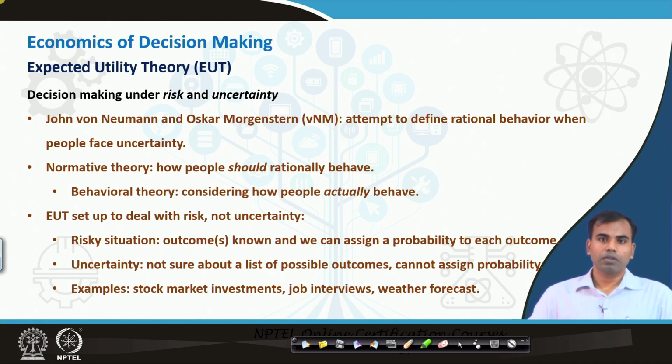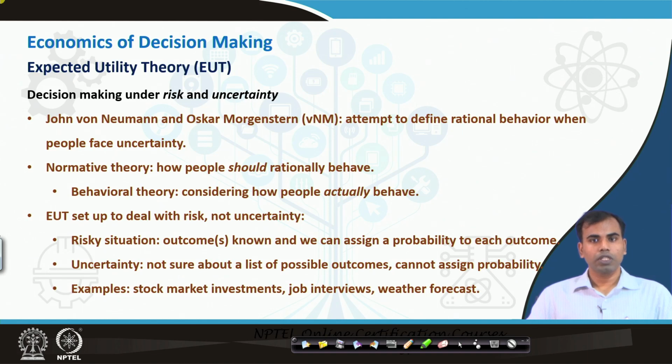Now, when we talk about the V&M framework of expected utility theory, essentially it is a theory of decision making under risk and uncertainty. Now, these are two terms, risk and uncertainty. There is a subtle difference between the two, although these two are used simultaneously. However, there is a subtle difference between risk and uncertainty.